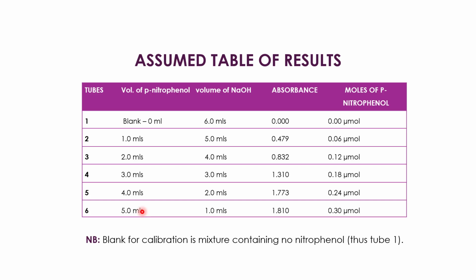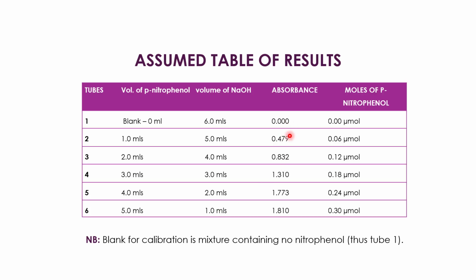test tube 6, 5 ml of the p-nitrophenol. And this is the volume of sodium hydroxide added to each of the test tubes to make a final volume of 6 ml. So for test tube 1, we add 6 ml of the sodium hydroxide. Test tube 2, 5 ml. Test tube 3, 4 ml. Test tube 4, 3 ml. Test tube 5, 2 ml. And test tube 6, 1 ml.